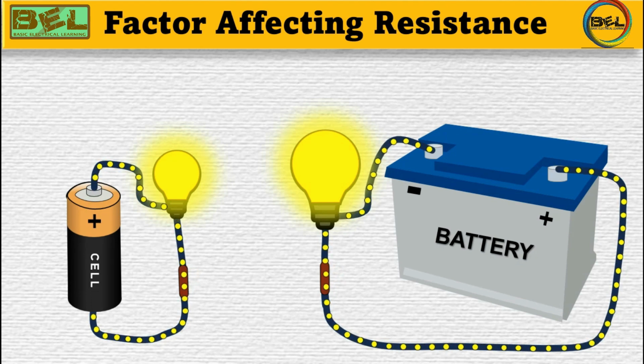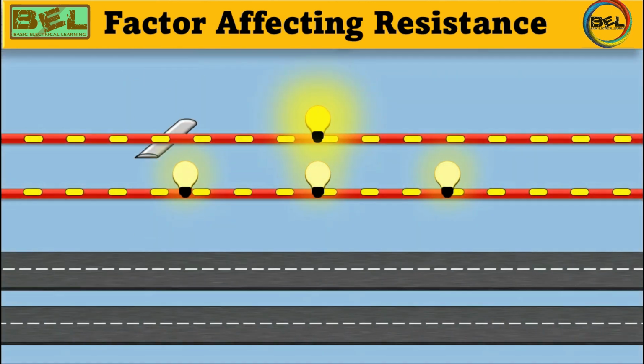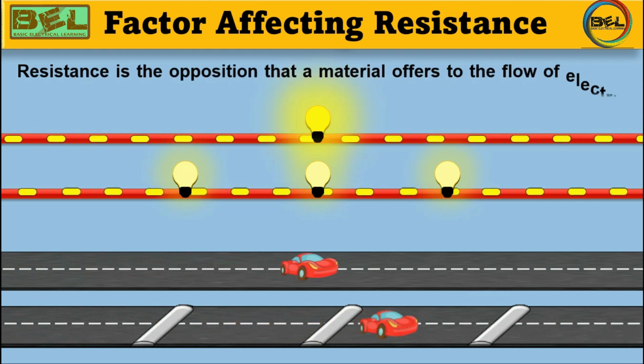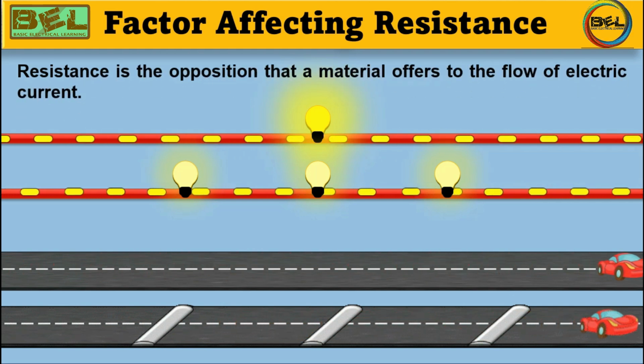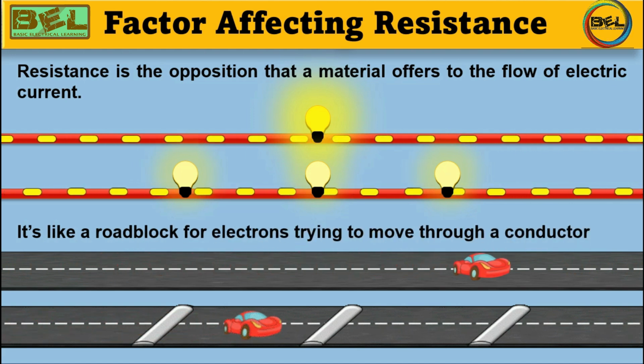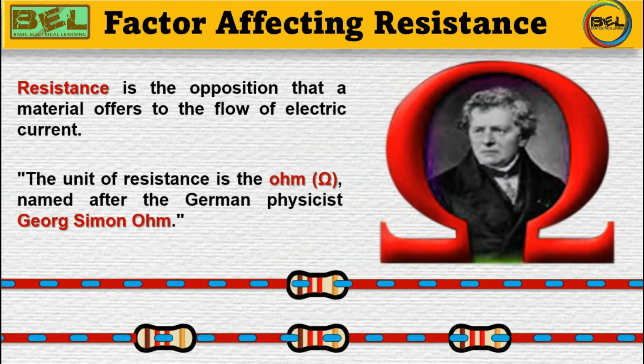What is resistance? Before we understand what affects resistance, let's first define it. Resistance is the opposition that a material offers to the flow of electric current. It's like a roadblock for electrons trying to move through a conductor. The unit of resistance is the ohm, named after the German physicist Georg Simon Ohm.